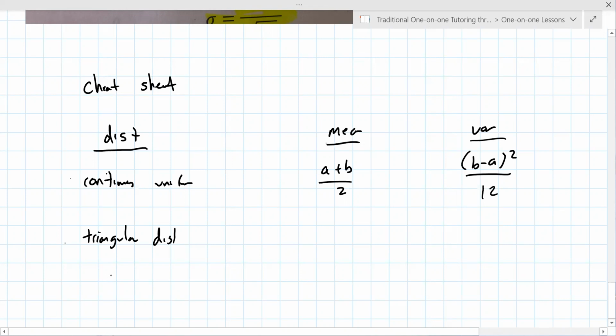Okay. So in that example that we're looking at, what distribution is that? This is continuous uniform.